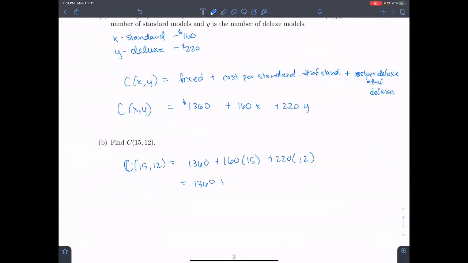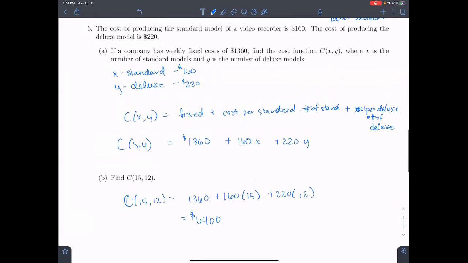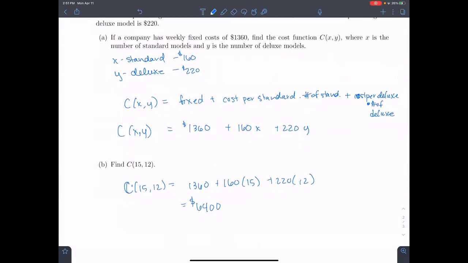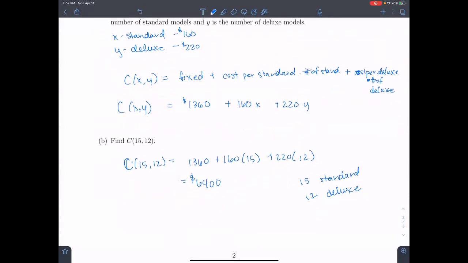I don't know what this is, but I have a final answer: $6,400. So if they produce 15 standard and 12 deluxe models in the week, then their cost is going to be $6,400 for the week. Okay.